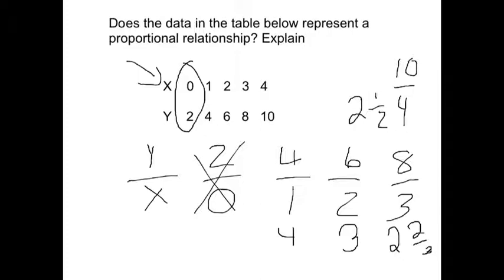And like I said in the last slide, if 0, 0 is not part of your data table, then the relationship cannot be proportional. But if you look at the comparisons between the y's and the x's, they're not the same multiple. 1 times 4 is 4, 2 times 3 is 6, 3 times 2 1/3 is 8, 4 times 2 1/2 is 10. So you're not multiplying the input by the same number to get the output.